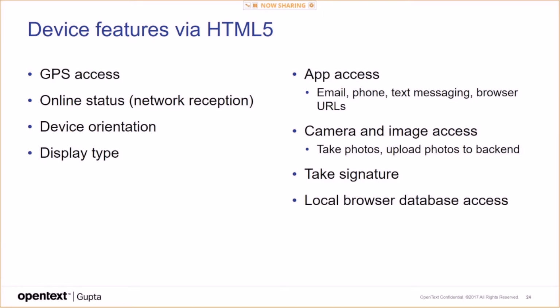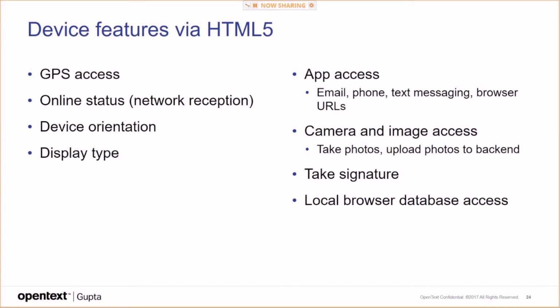Camera and image access, you can take photos, upload photos to the back end. You can take a signature, which is pretty important for some of the freight customers that we have, the logistics companies. Some of the logistics companies just want to use a simple mobile device like an Android phone to take the receipt of a package delivery, for example, and you can just with your finger put the signature and confirm you received something.